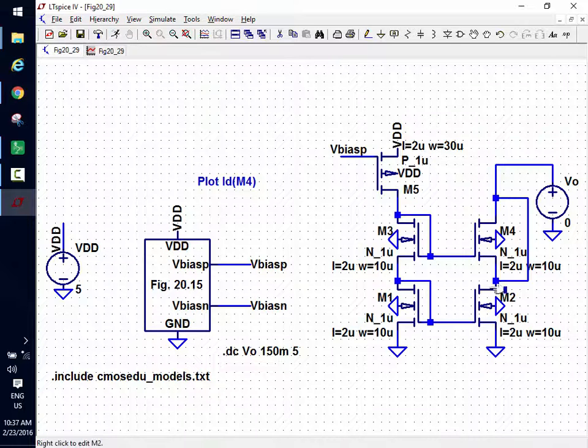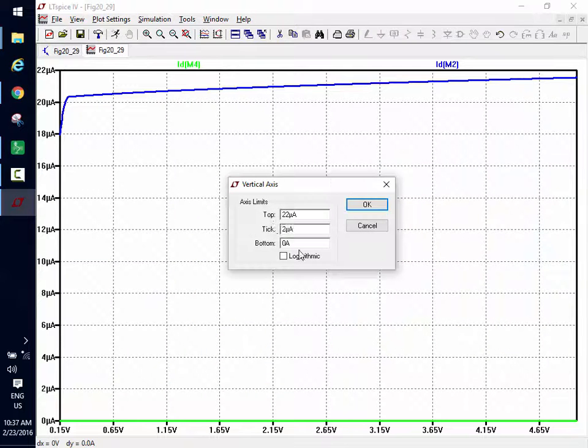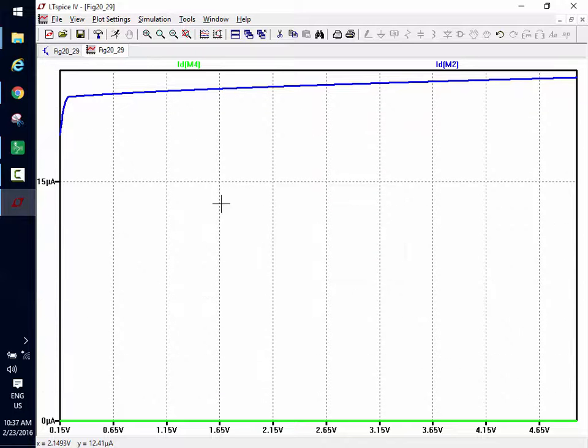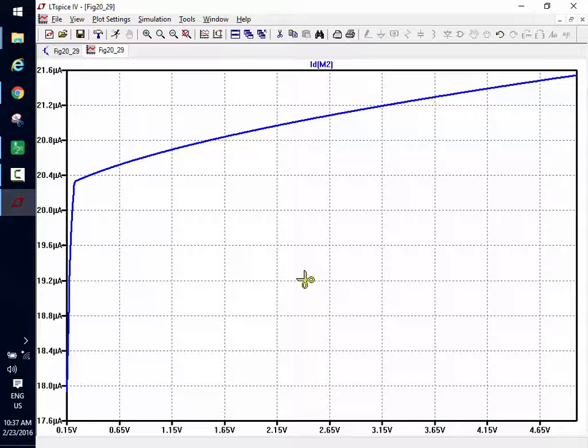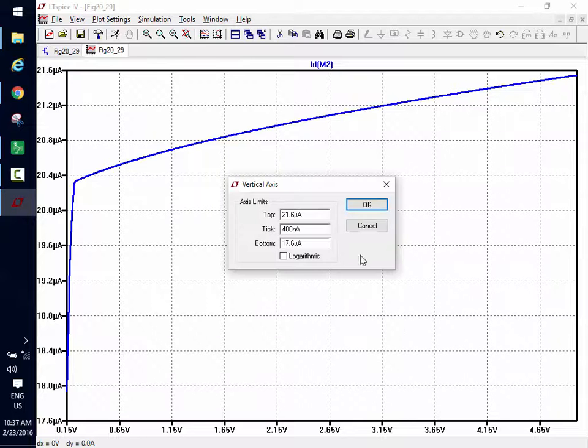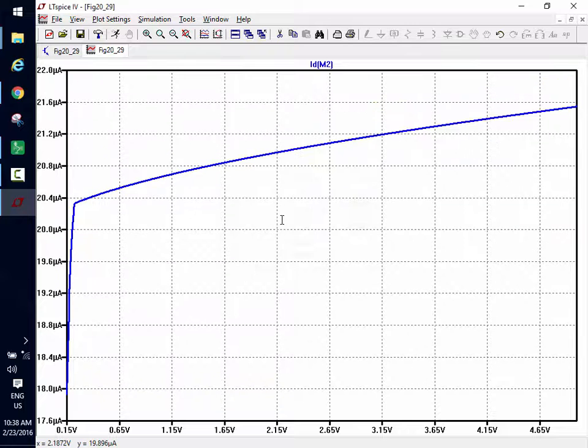Oh, sorry, we need to plot the current in this guy because I've just bypassed it. So now we go 15 to 22U. And let's get rid of this trace because I don't have any. Does everybody see the difference? Does everybody see the difference and why we use cascoding?